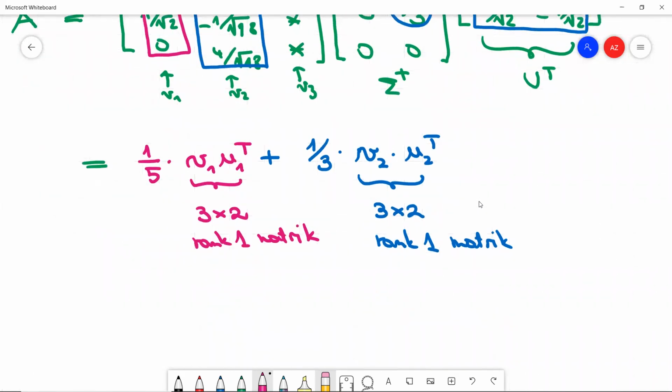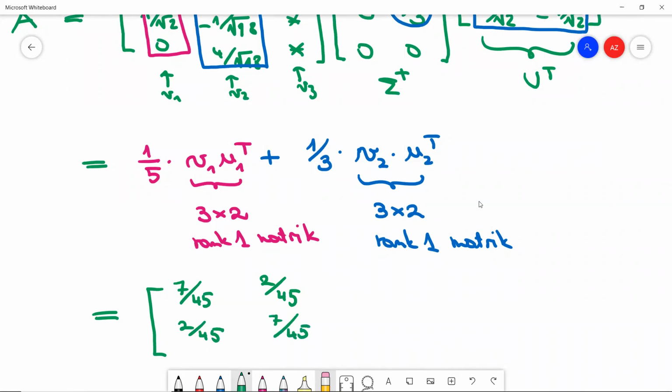Okay, I can just write what we get at the end. So at the end we get 7 over 45 and then 2 over 45, and then 2 over 45 and 7 over 45, and in the last row 2 over 9 and minus 2 over 9.